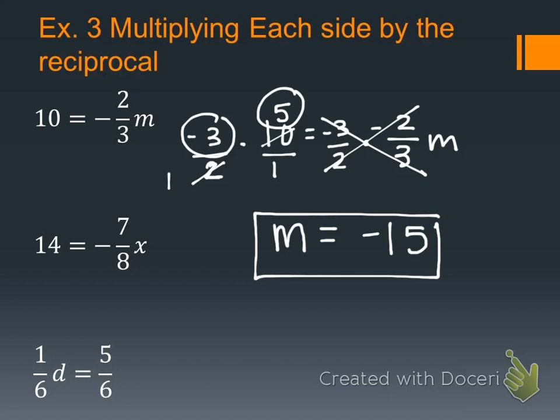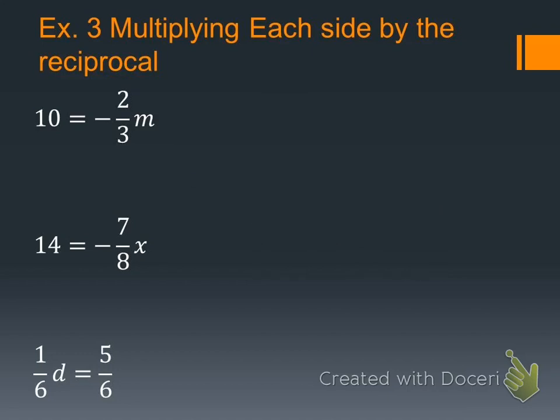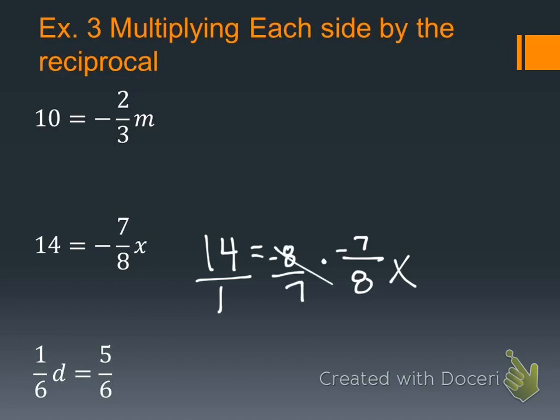So let's do the next one. 14 equals negative 7 over 8x. What am I going to do to solve this problem? Darius? Okay, we can put 14 over 1. Matthew, what am I going to do, though, so that I can actually solve it? You multiply by switching the fraction around. Exactly. Multiply by the reciprocal, which is? Negative 8 over 7. Very good. Negative 8 over 7.